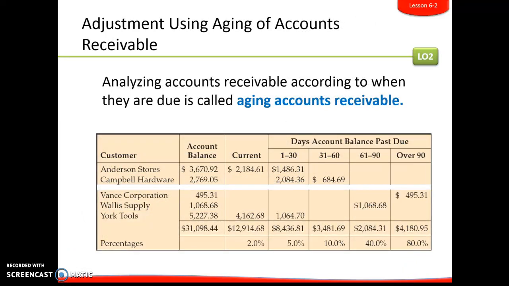This was looking at the adjustment using aging of accounts receivable. Analyzing accounts receivable according to when they are due is called aging accounts receivable. So here we're looking at the days that it is past due. And what we're assuming is that for accounts that are 1 to 30 days past due, 5% is going to be uncollectible. 31 to 60 days past due, 10%. 61 to 90, 40%. Over 90 days past due, 80%. Notice these percentages are going to rise the longer they are past due. And that's just because if we don't receive it in those first 30 days, the likelihood that we are not going to receive that cash is going to increase over time.